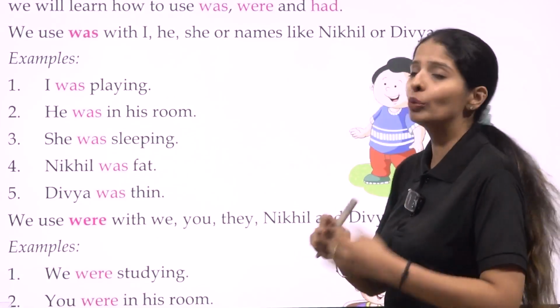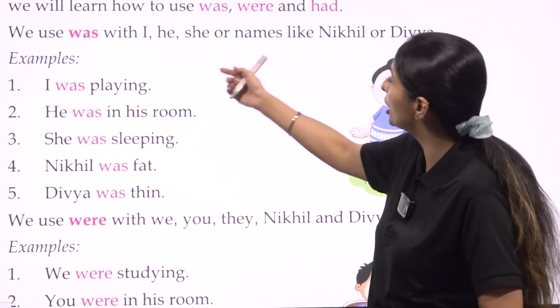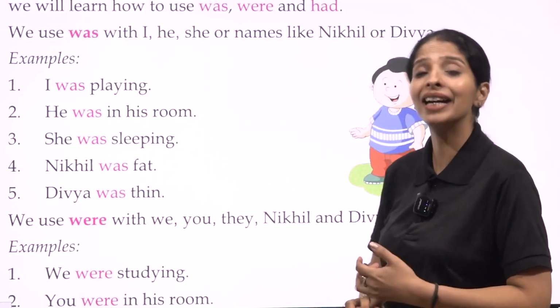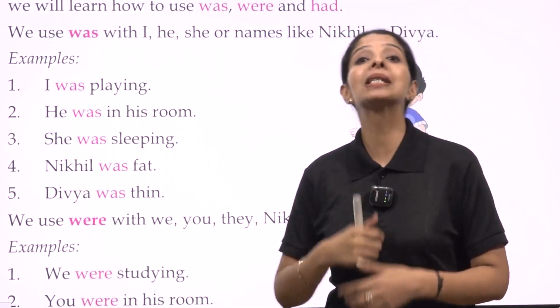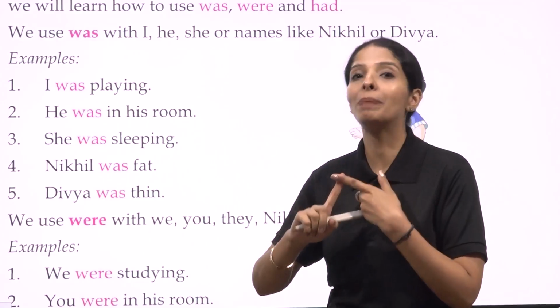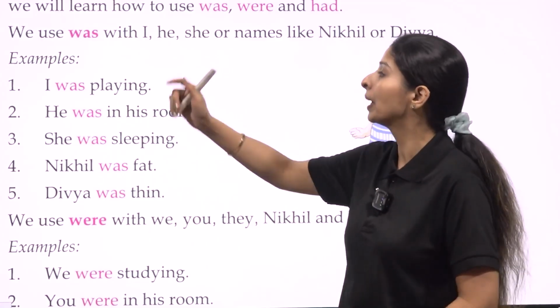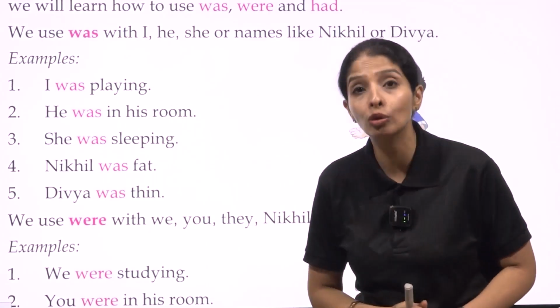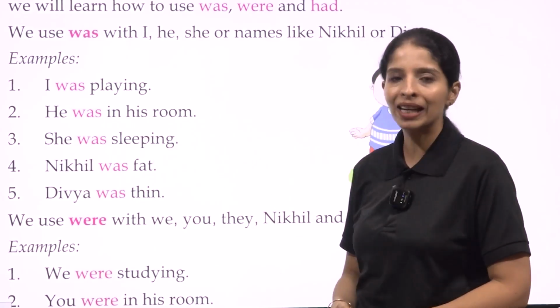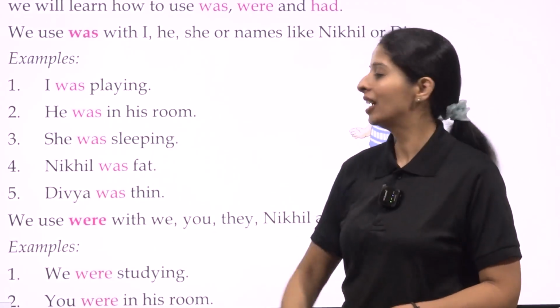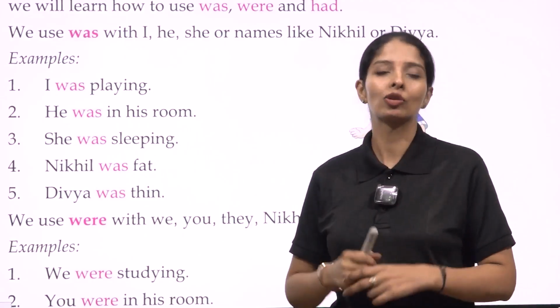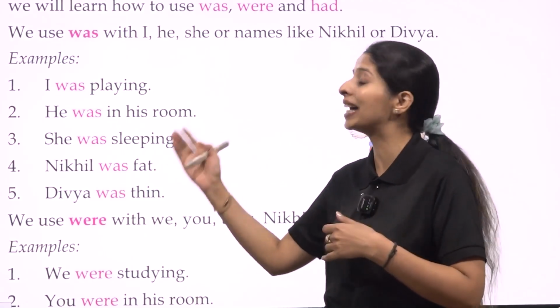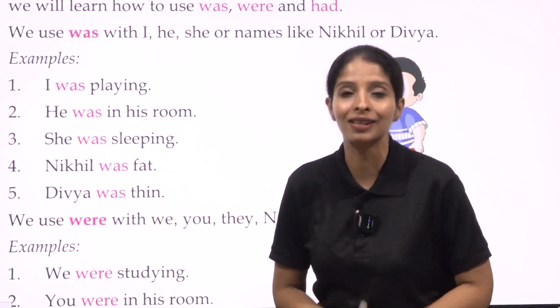We use was with I, he, she, or names like Nikhil or Divya. Examples: I was playing. When I'm talking about the past, I was playing. He was in his room. She was sleeping. Nikhil was fat. Divya was thin. So with names, with he, she, I, we use was.